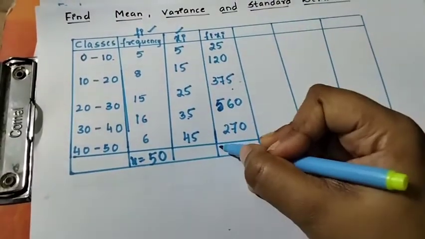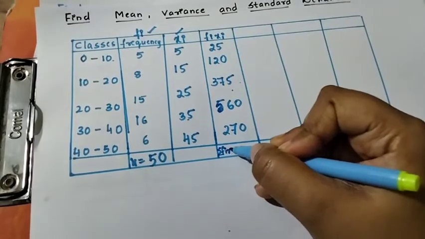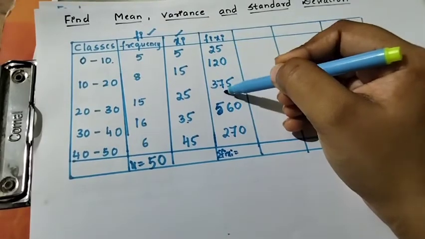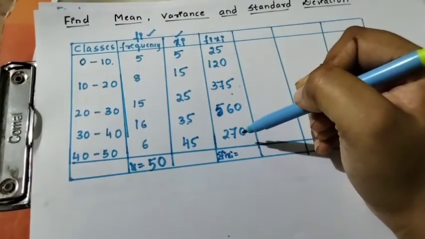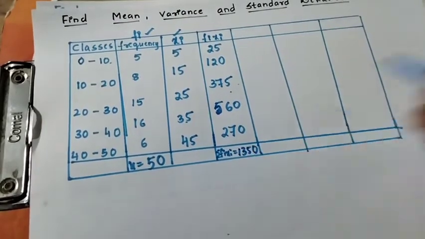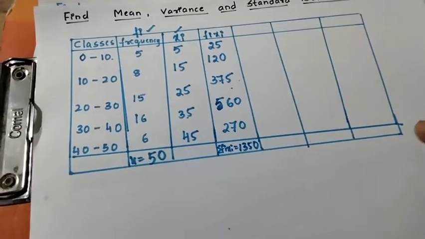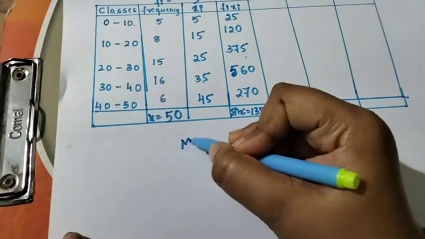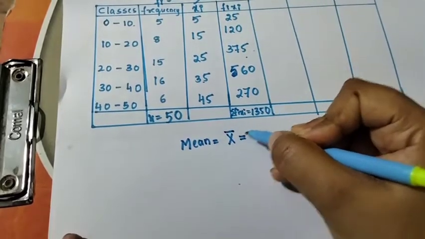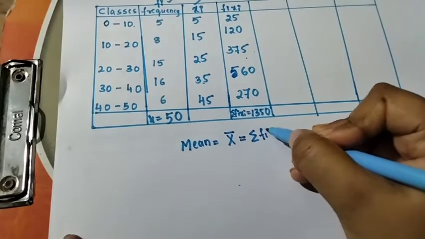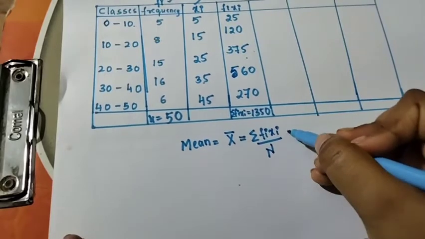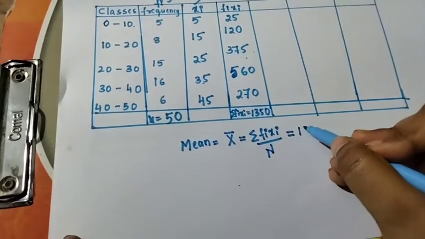So this will be what? Summation fi into xi. So add all these: 25 plus 120 plus 375 plus 560 plus 270. So this will be equal to 1350. Okay. So the first thing I'm going to find is the mean value. So mean value is given by the symbol x bar. It is summation fi into xi divided by n. So what is summation fi into xi?